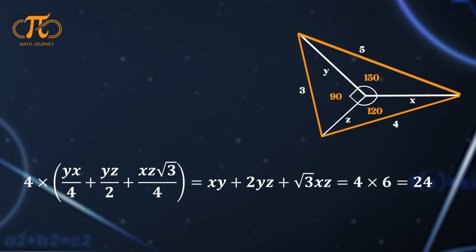To match the expression we're solving for, we need to multiply this sum by 4. 4 times xy over 4 plus yz over 2 plus square root of 3 times xz over 4. This multiplication simplifies perfectly to xy plus 2yz plus square root of 3 times xz. So, the answer we're looking for is 4 times the total area, which we calculated earlier to be 6. Therefore, the final answer is 24.